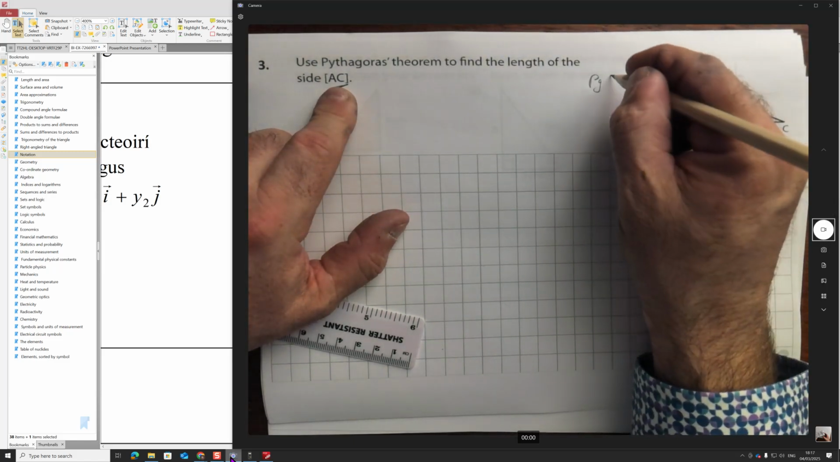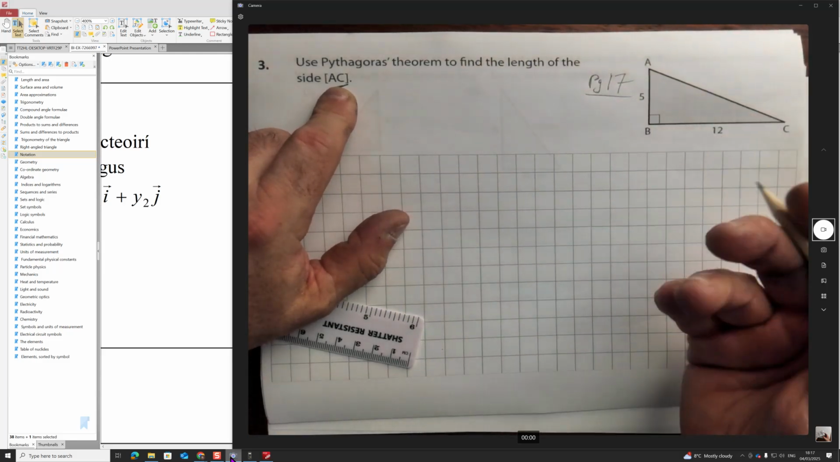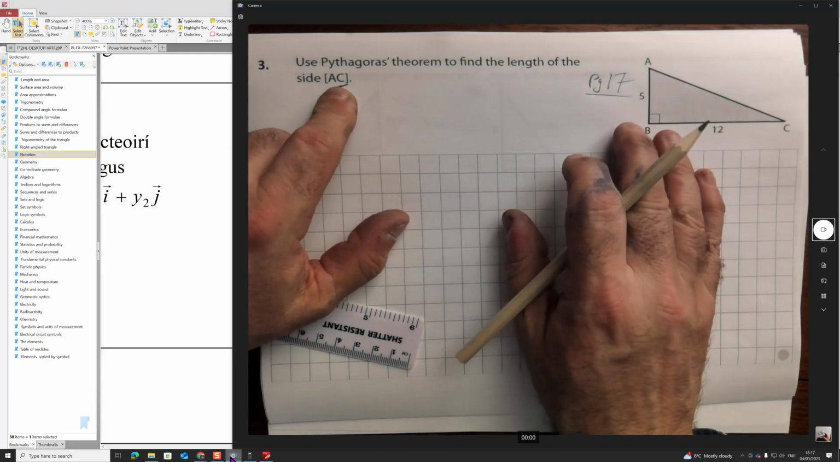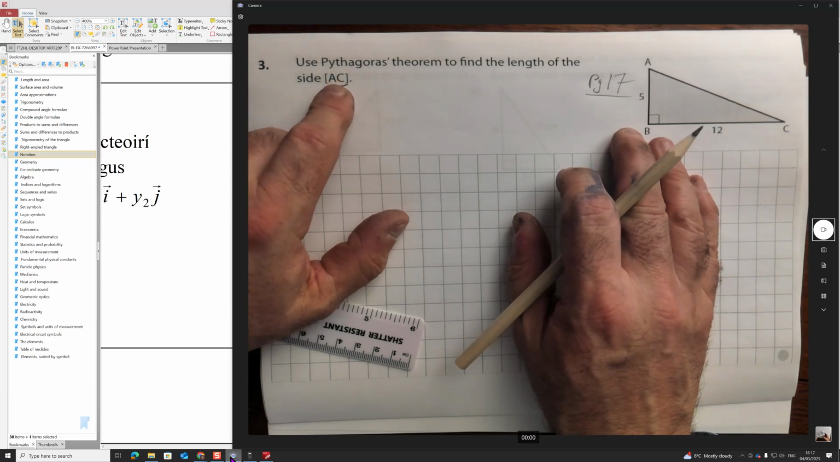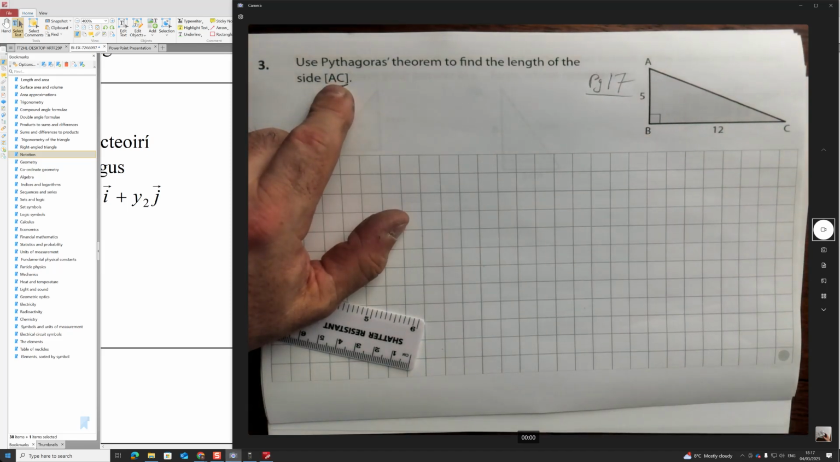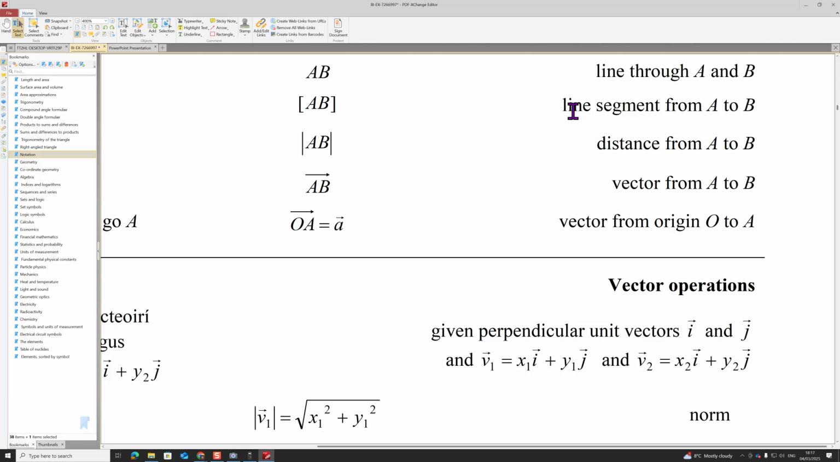pencil is blunt. I'll sharpen up my pencil later on, a bunch of them. So I always say start your exam with a whole pile of sharpened pencils if you like using pencil, which I do. Use Pythagoras to find the length of the side. What is it again? To find the length of line segment from A to B, from A to C. So to find the length of line segment from A to C.